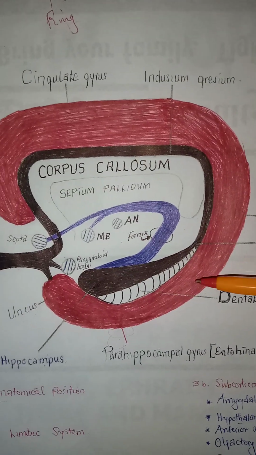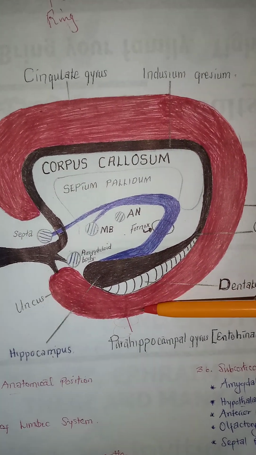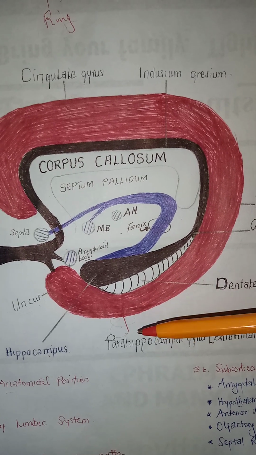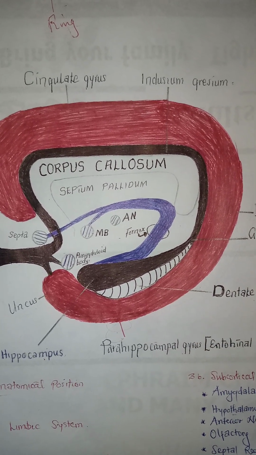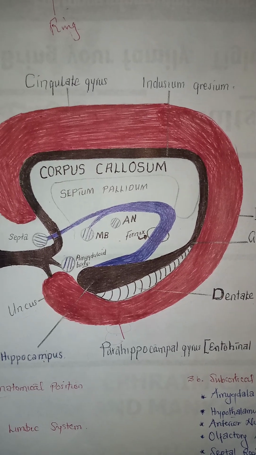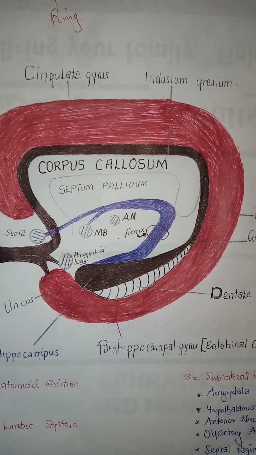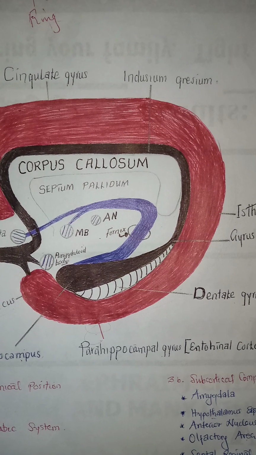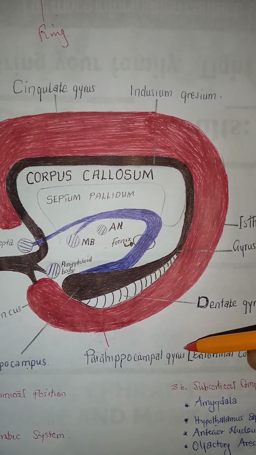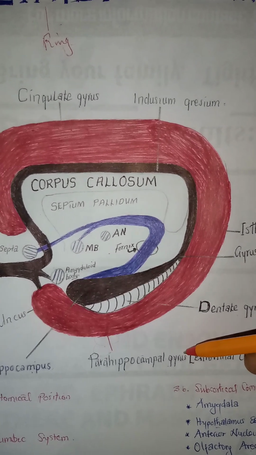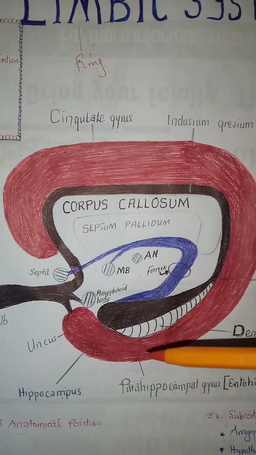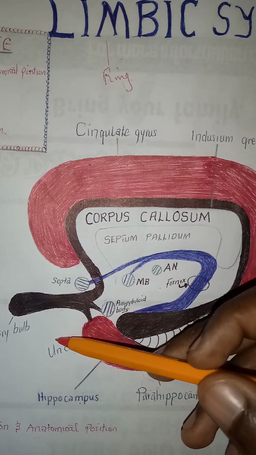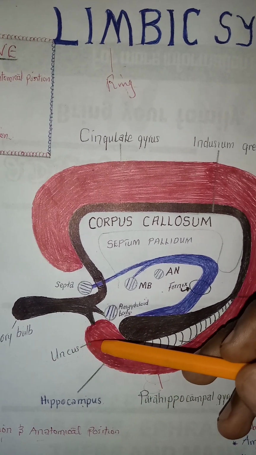And then as we continue inferiorly, we have another part which is called the parahippocampal gyrus. The parahippocampal gyrus is also called the entorhinal cortex, Brodmann area number 28. This is the secondary center for the olfactory nerve. Just anterior to the entorhinal cortex we have another part which is called the uncus.